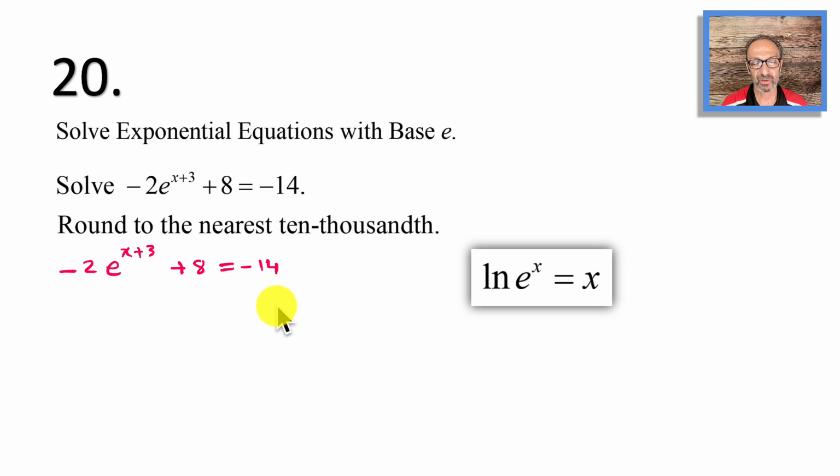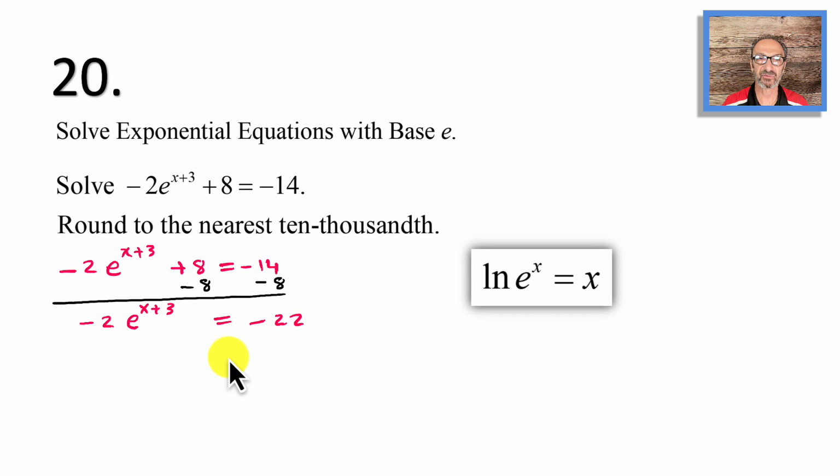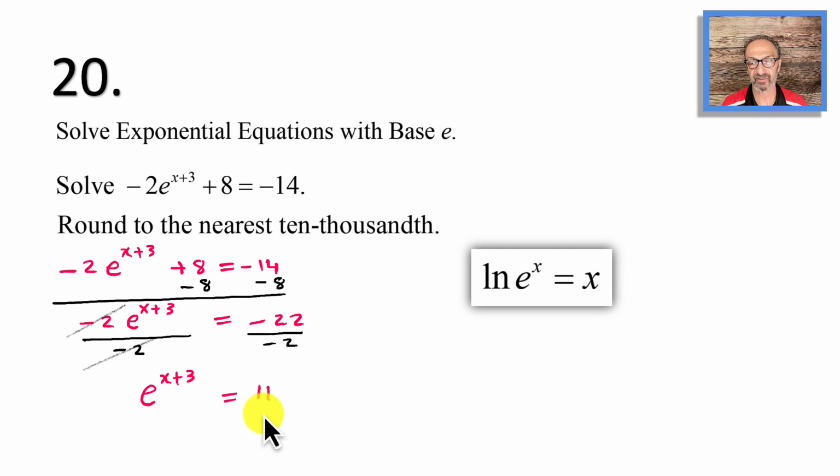Here we go. Let's subtract 8 from both sides. That gives me on the left negative 2 e to the power x plus 3. On the right side, I have negative 14 minus 8, which is negative 22. This is still in my way. We have to clean it up before we apply this rule. So we're going to divide both sides by negative 2. This becomes e to the power x plus 3 equals positive 11.